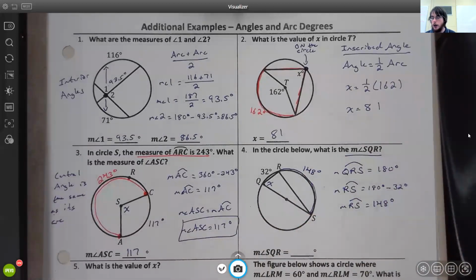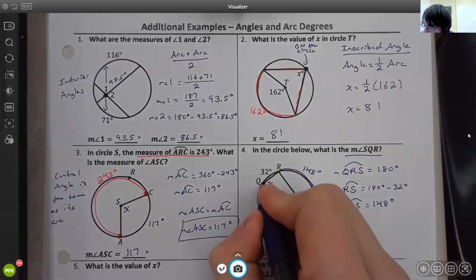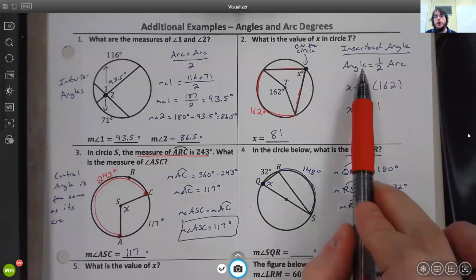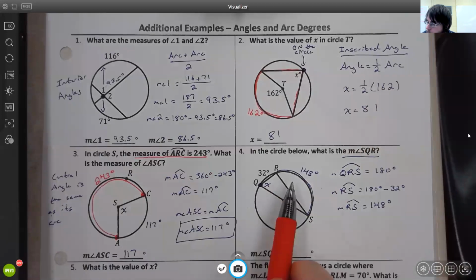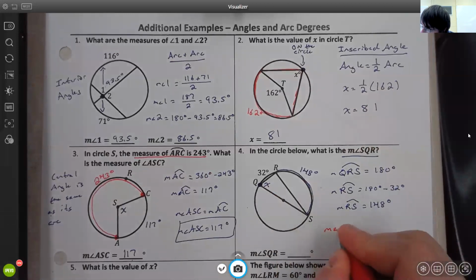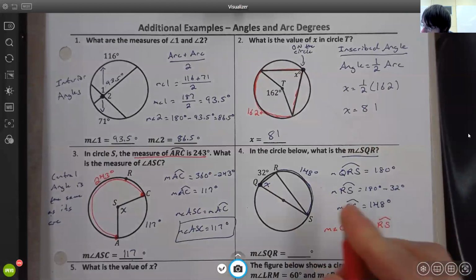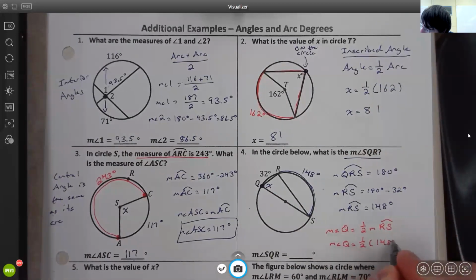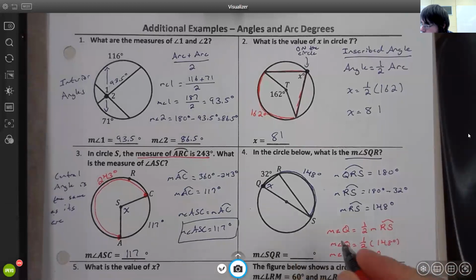Now, if we look at our angle here, we can see that angle Q is on the circle, which means it's an inscribed angle. And an inscribed angle, as likely taught before, is half the measure of the arc. So if our arc is 148, the measure of angle Q would have to be equal to 1/2 of the measure of RS, which is our arc. So the measure of angle Q is 1/2 of 148. So the measure of angle Q must be equal to 74 degrees.